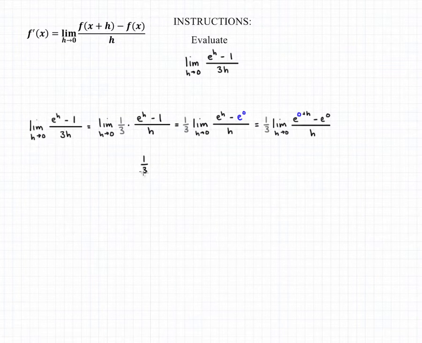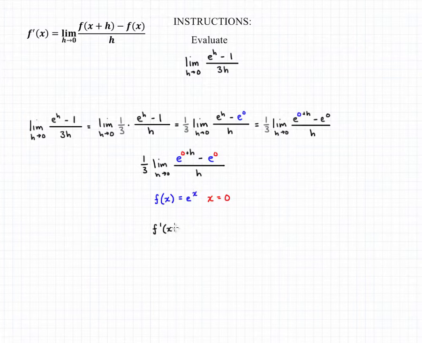Now that we have our difference quotient in the correct form, we can figure out what function we're dealing with, as well as what value we're plugging into that function. So in this case, the function we're working with is e to the x, and the value that we're plugging in is 0. So we have e to the 0 plus h minus e to the 0 over h. So if f of x is e to the x, and our x in this case is equal to 0, what we're looking for is f prime of 0.